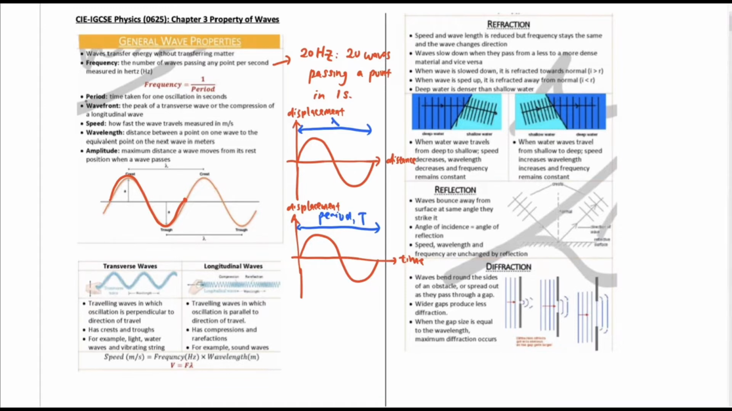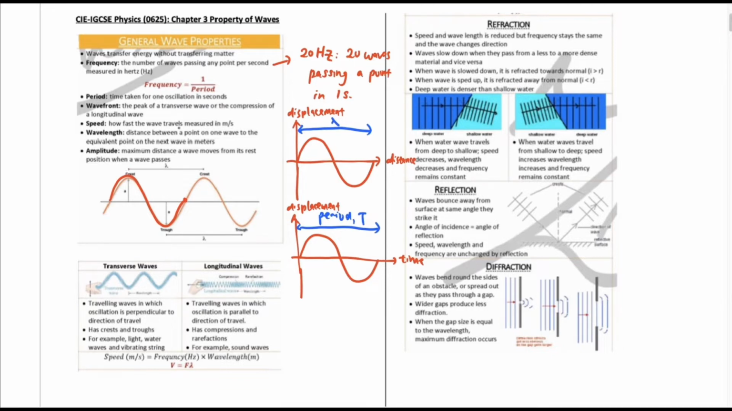Okay, now the third point, period. Time taken for one oscillation, in seconds. Time taken for one oscillation. So this is one oscillation. How much time is spent? That is the period. Wavefront, the peak of a transverse wave. So this is the peak. The peak is also known as the crest.